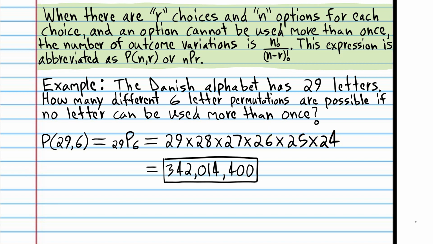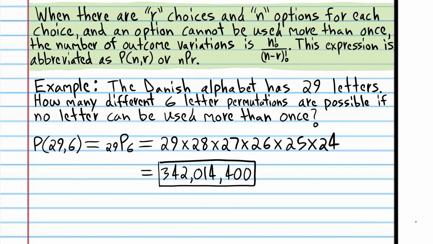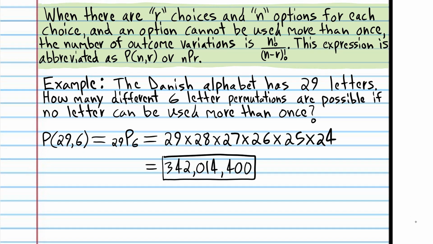Now, it's a 6-letter permutation that we're calculating. How many different 6-letter permutations are possible? So where does the 6 come from? 1, 2, 3, 4, 5, 6. So we're multiplying 6 numbers. And if you multiply these numbers, we get 342,014,400 different permutations. And we can actually write permutations there.